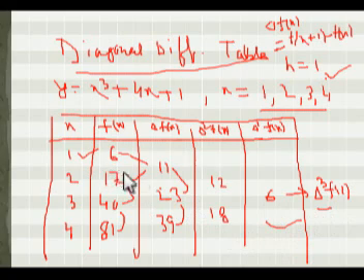So this is the diagonal difference table of this problem.